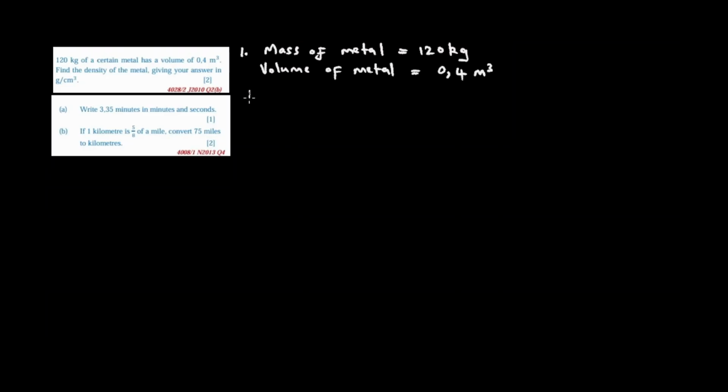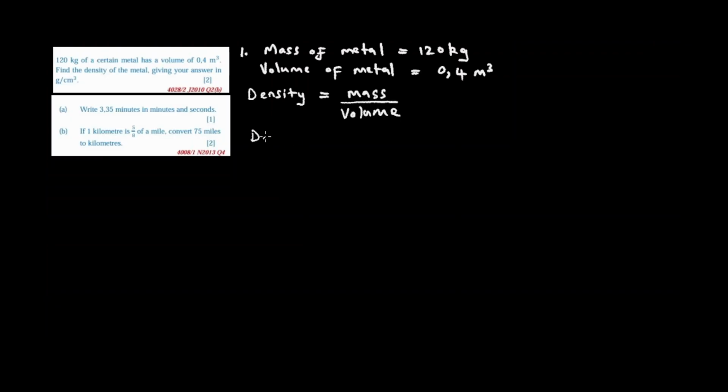Saka toda tsvaka the density, of which tinoziva kuti density is equal to mass over volume. This is a formula we get from our science form 1, if I'm not mistaken. Saka we are going to work with 120 kgs and 0.4 cubic meters, then tozo convert that to grams per cubic centimeter. So let us find the density.